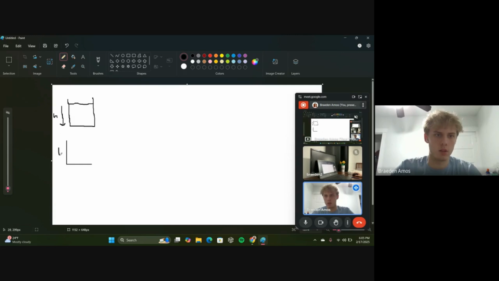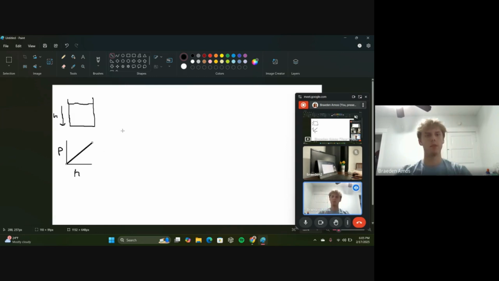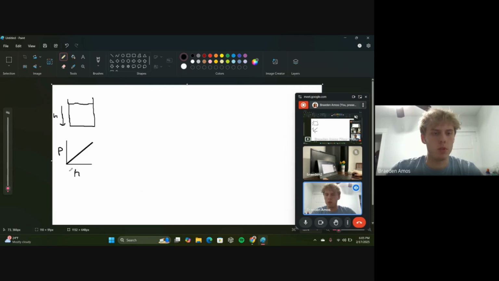So say this is pressure and this is height. We would get a graph that looks something like this, right? So what we want to do now is find units. We know that the pressure is related to rho and the gravitational constant g. So we get pressure over rho g h, and we want to set this as something that is dimensionless, like pi.